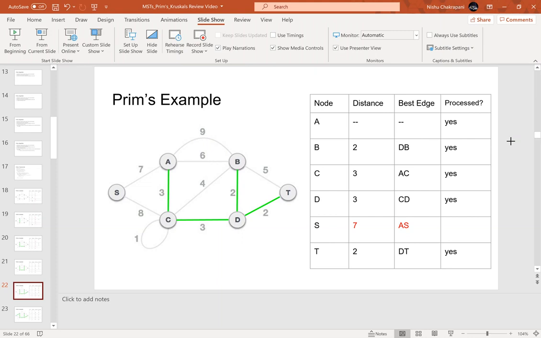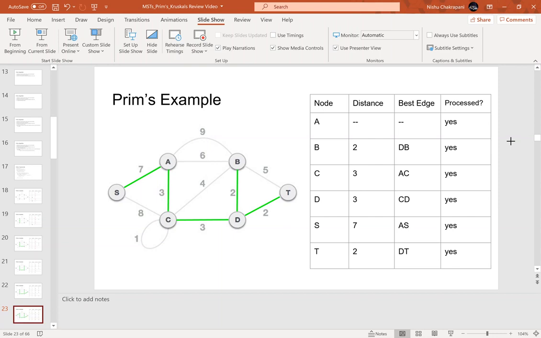And then the last step would be to traverse to the last node that we haven't put in our MST yet, which is this A to S link. So we mark that as part of our MST, we mark S as processed, and now every node has been processed. So we found our MST. It's done. So that's how Prim's works.